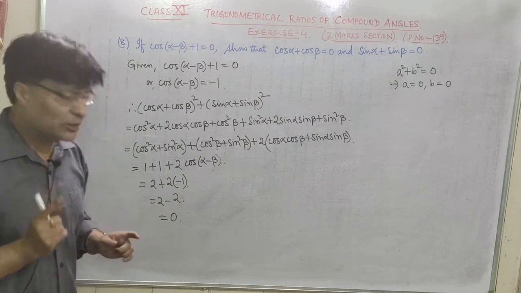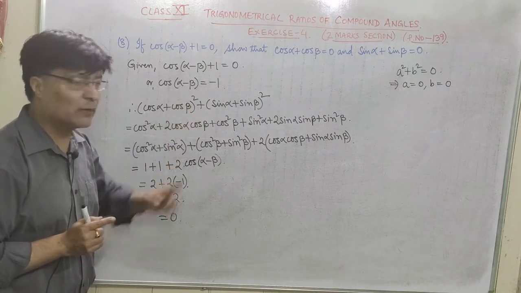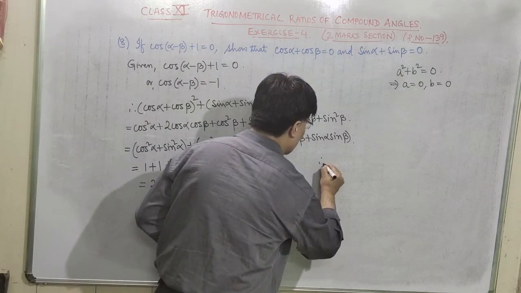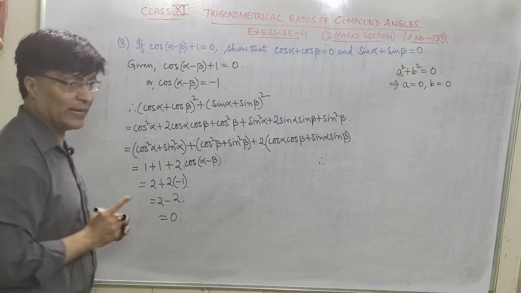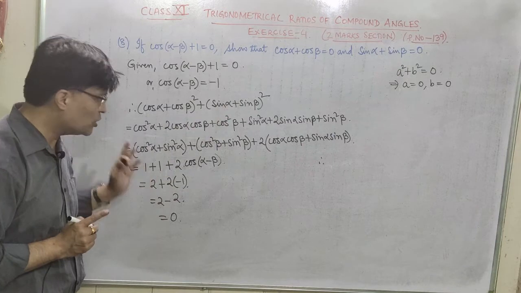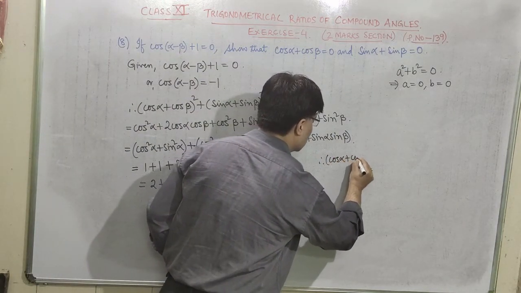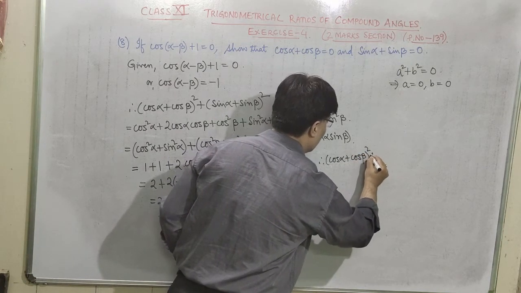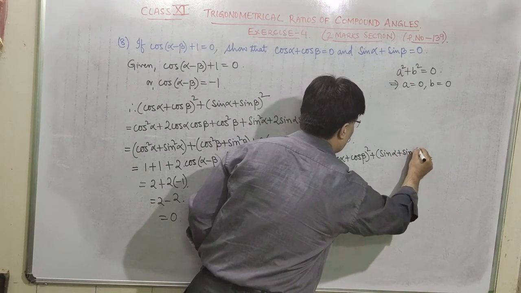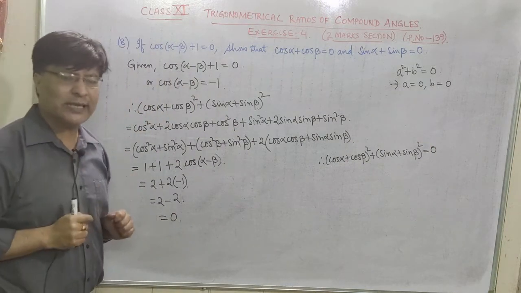So this 0 is the value for what? (Cos alpha plus cos beta) whole square plus (sin alpha plus sin beta) whole square, which is equal to 0. Let us write it here now. Therefore, we have just proved that (cos alpha plus cos beta) whole square plus (sin alpha plus sin beta) whole square is equal to 0.